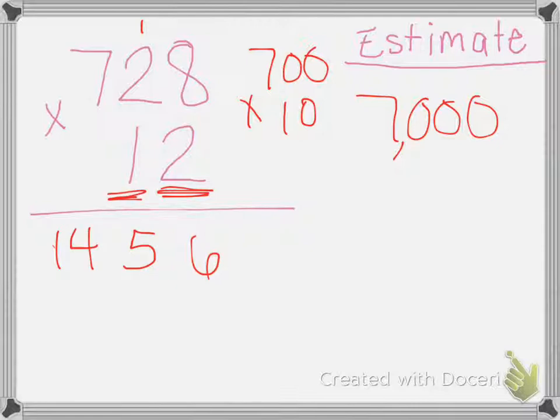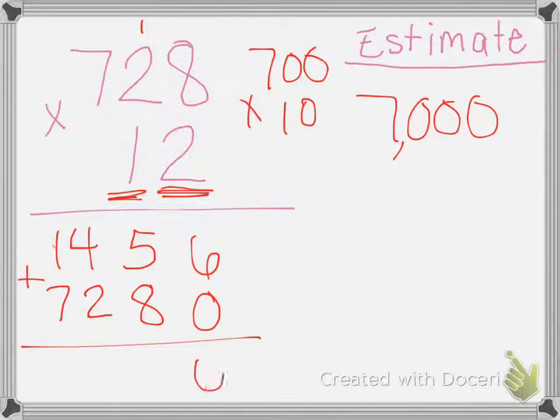Then we move to the tens column, which is a 1. We have to put our 0. 1 times 8 is 8. 1 times 2 is 2. 1 times 7 is 7. Add them together. 6 plus 0 is 6. 5 plus 8, 13. Carry the 1. 2 plus 4 is 6. Plus 1 is 7. 1 plus 7 is 8. 8,736.